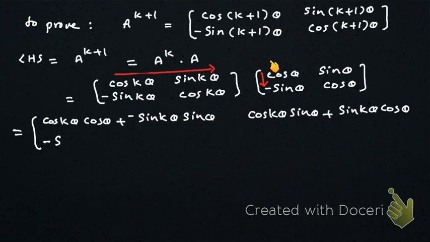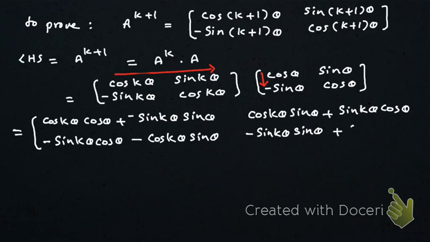Now the second row goes with the first column. Minus sin k theta cos theta plus, then multiply cos k theta with minus sin theta. So this is what I have. Carefully you should do that yourself and see. Minus sin k theta into cos theta plus cos k theta into minus sin theta, which is minus cos k theta sin theta. Now the second row goes with the second column, minus sin k theta sin theta plus cos k theta cos theta. So that's my last term. Carefully, you have to multiply that yourself and see.